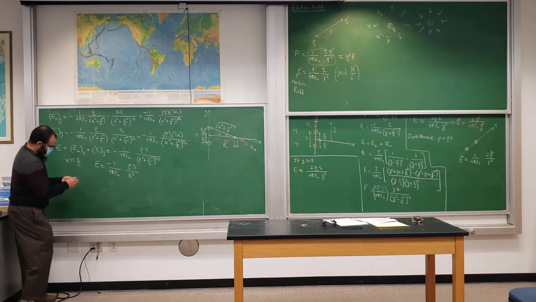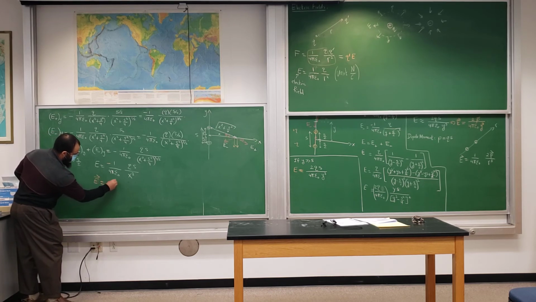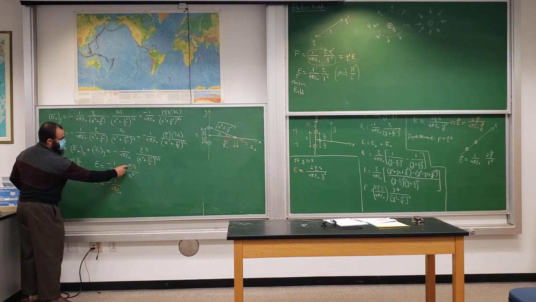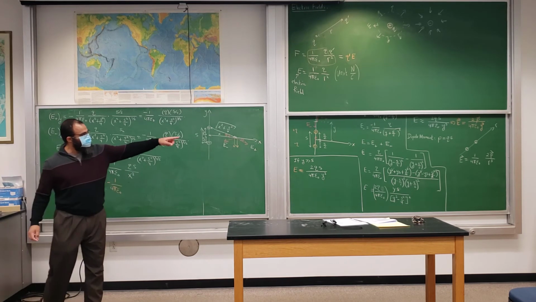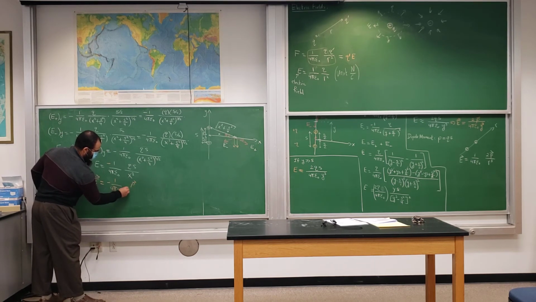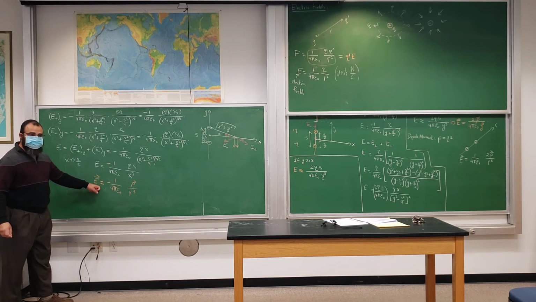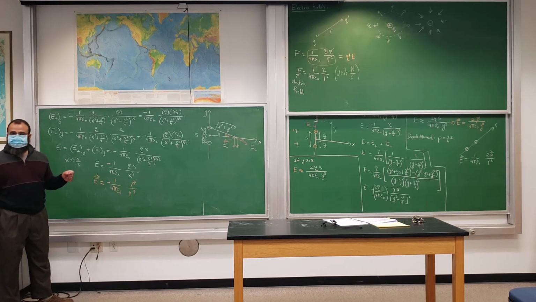And so in that case, the electric field will just be minus 1 over 4 pi epsilon naught. What did we say q times s is defined as? P, yeah, P. And then P over r cubed. Okay, so this is the electric field on a plane that bisects the dipole moment.